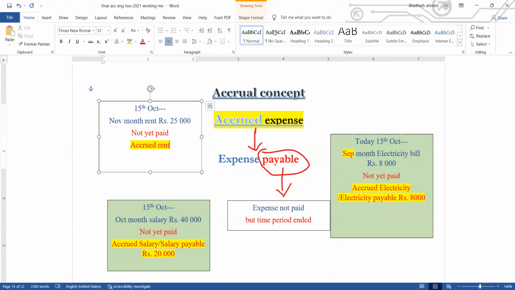Quick, come on. Now we are living in October 15th. November month rent is 25,000. Anyhow, every month you have to pay rent. If you are living in a place with rent, you have to pay rent every month.